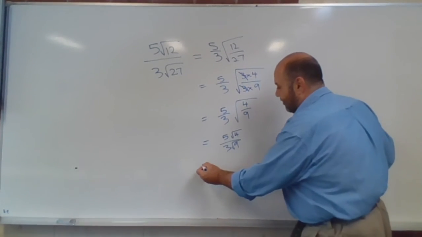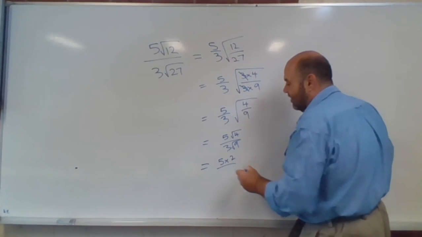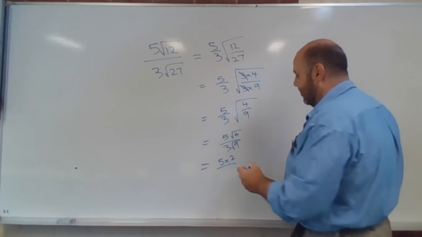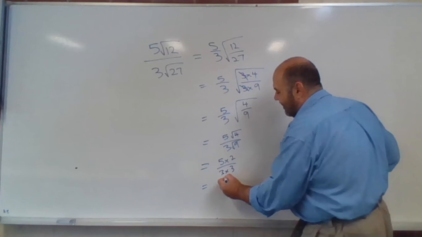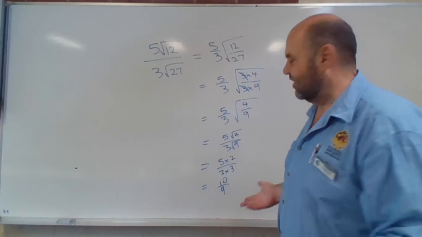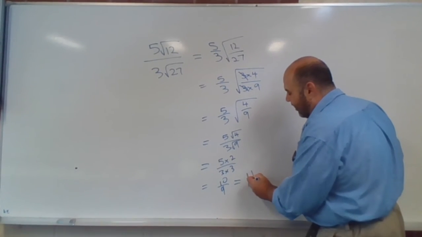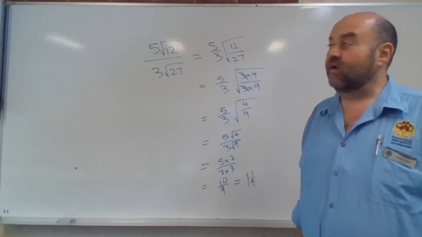So the square root of 4 is 2. So in my numerator, I've got 5 times 2. And the square root of 9 is 3. So in my denominator, I've got 3 times 3. So I've got 10 over 9. And you can change that to 1 and 1/9 if you wanted to. Okay. So I hope that helps.